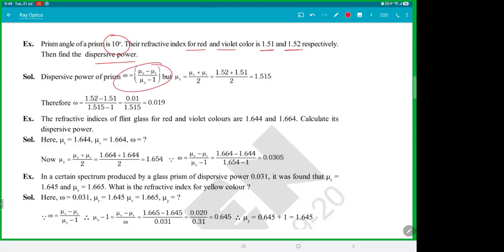The formula is mu violet minus mu red by mu yellow minus 1. If yellow is not given, basically we take mu yellow as average, but which is not true every time. So you can take average, substitute, and you get the answer. Please go through everything. This is the level of the questions. Even at a mains level, this is how they'll ask you. The only thing is you should know the formula. In prisms we had 6 formulas, here we have 2 formulas, so far 8. And your ray optics had another 14 formulas, I guess. So there's almost 22 till now.